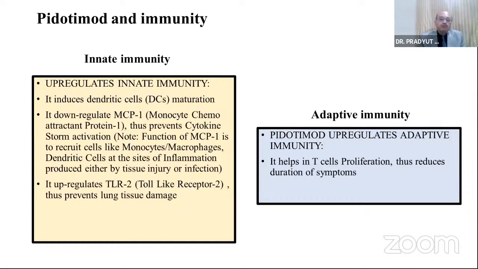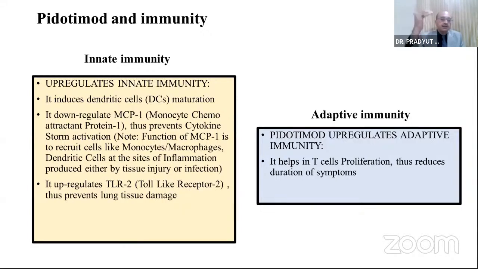It upregulates both the innate and the adaptive immunity in these COVID patients. It induces dendritic cell maturation, which we have seen just now. It downregulates the monocyte chemoattractant protein 1, MCP1. What does this MCP1 do? The MCP1, its job is to recruit the pro-inflammatory cells like monocytes, macrophages, neutrophils. All it recruits from the blood to the sites of inflammation and causes more and more tissue injury. So that is the job of the MCP1.